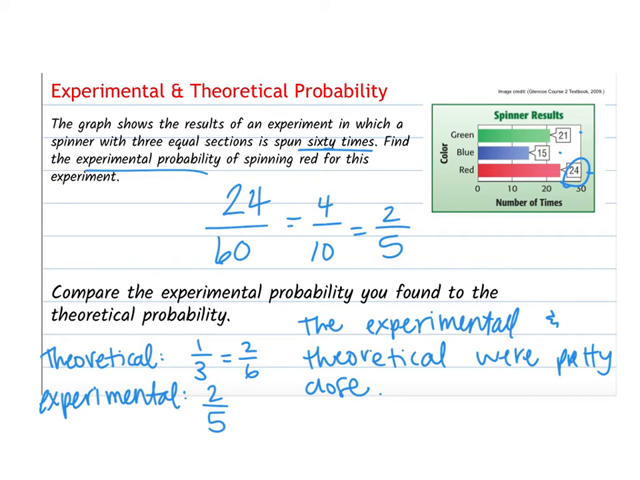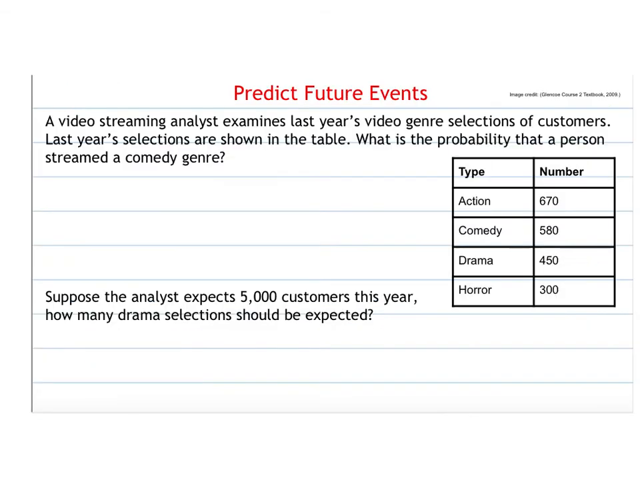You could say that they were very far apart and they weren't close together and you didn't quite get as many as would be expected. But it looks like based on this experiment and what actually did happen, we got the probability pretty close to what we would be expecting to get. So it's just asking you to talk about the differences between them, if they're close to each other, if they're not.